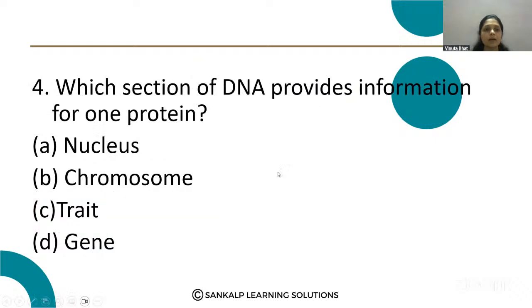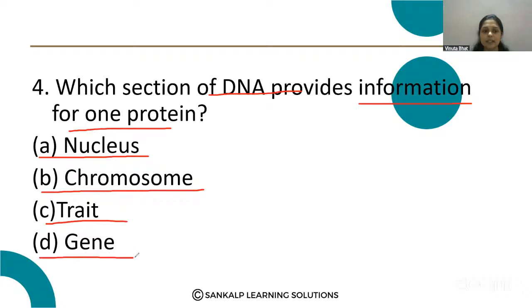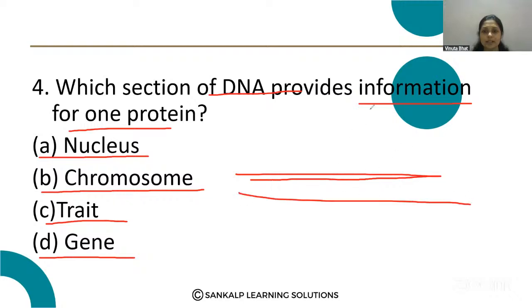Next question. Which section of DNA provides the information for one protein? Option A, nucleus. Option B, chromosome. Option C, trait. Option D, gene. So the correct answer is the section of DNA. Just imagine this is the DNA that provides the information for one protein, that is a gene. Option D is the correct answer. Please note down the question.